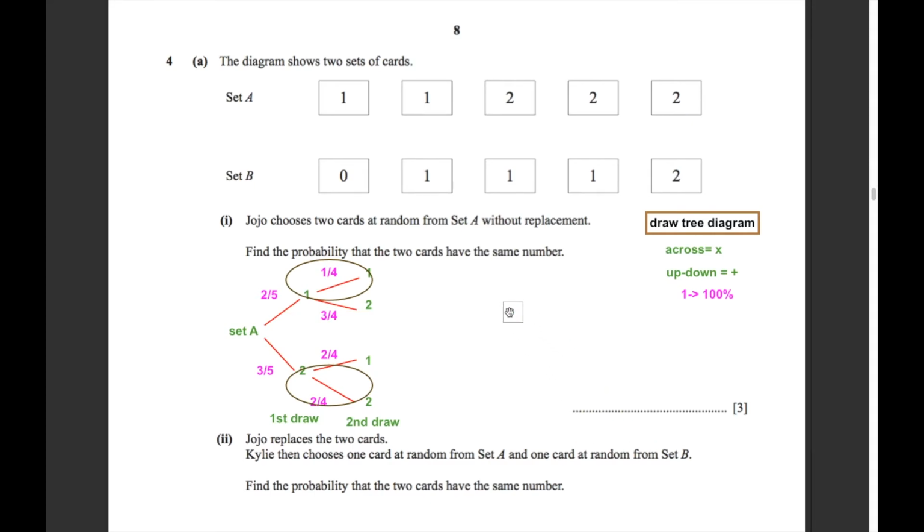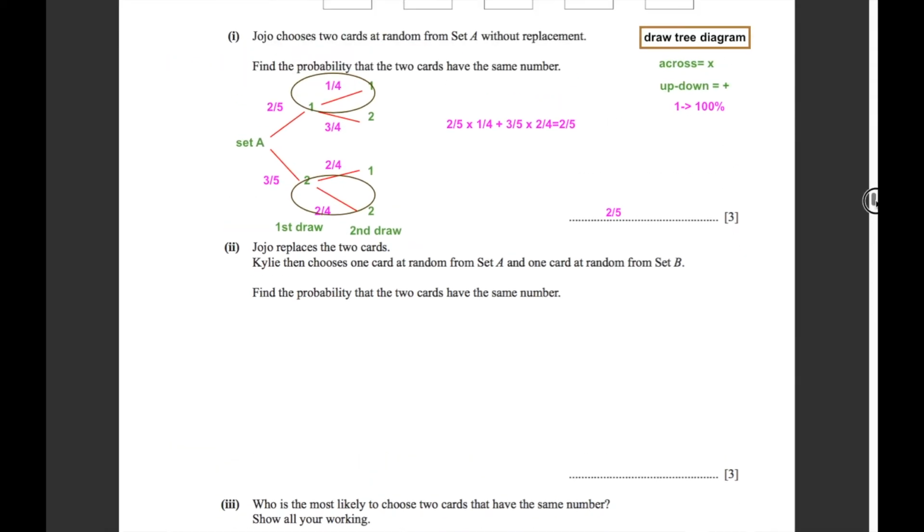It's going to be 2 out of 5 times 1 out of 4, plus, because we're moving down here, for this example it's 3 out of 5 times 2 out of 4. So just place that into your calculator and get your answer. And that would be 2 out of 5. Okay, so let's move on to part 2.